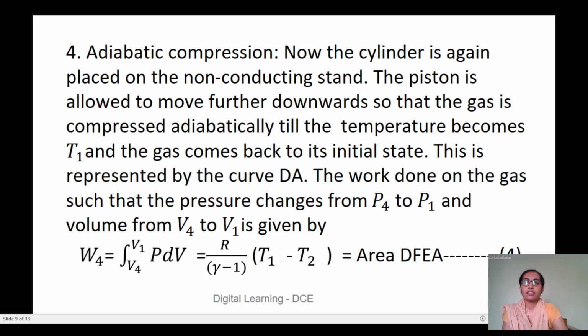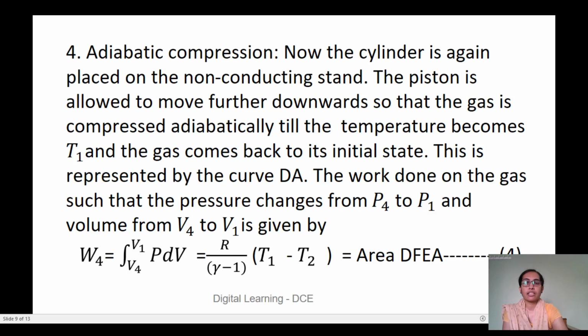And next, the last stage, or the fourth stage, is the adiabatic compression. For adiabatic compression, again the cylinder is placed on the non-conducting stand and the piston is allowed to move further downwards so that the gas is compressed adiabatically till the temperature becomes T1, or the gas attains its initial state. This is represented by the curve DA.